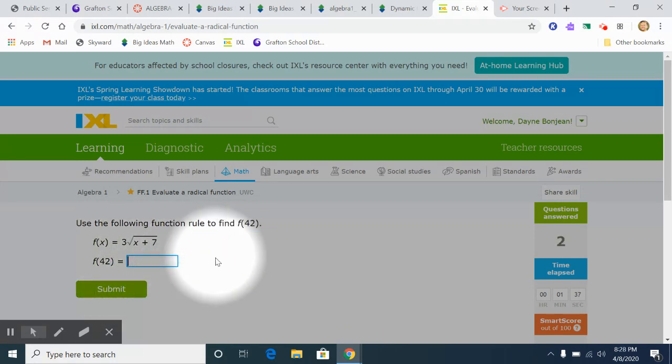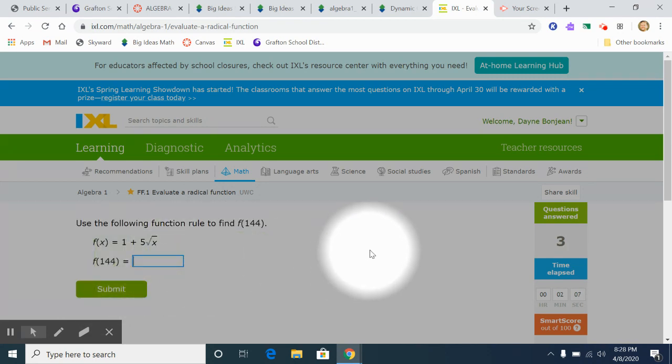Let me show you one more, and then I'll have you guys go ahead and work on this. So again, what does this function equal when x is 42? I plug 42 in for x, add 7 to get 49. We're going to take the square root of 49 to get 7, and we're going to multiply that by 3. So the function when x is 42 equals 21.